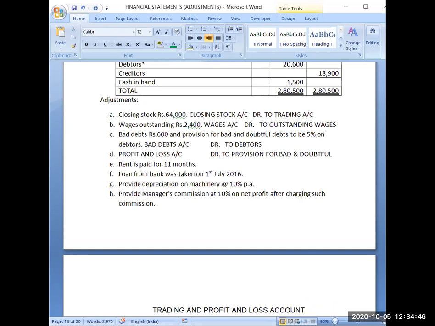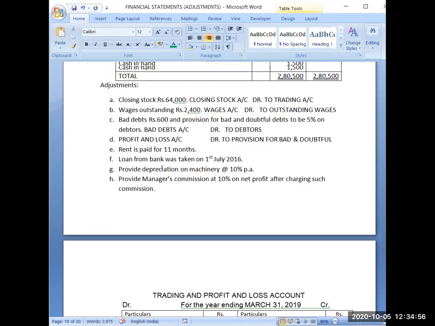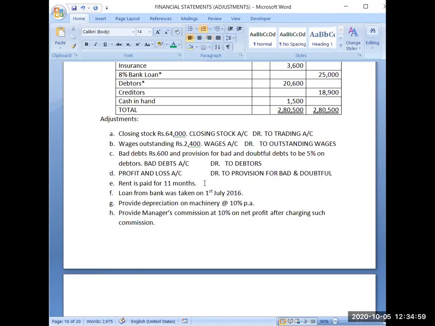Now coming to the next adjustment, it is saying rent is paid for 11 months. So rent is paid for 11 months means that rent is not paid for 1 month, because in a year you are having total 12 months. So if I have not paid 1 month rent, then this becomes an adjustment for outstanding rent. So first I will make the journal entry. Journal entry will be rent account debit to outstanding rent account.